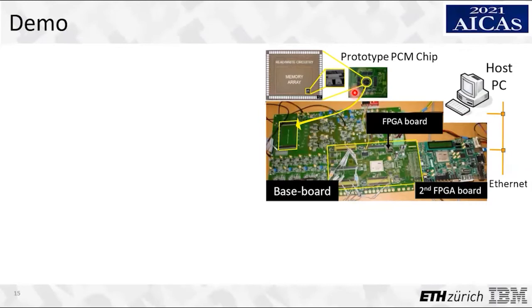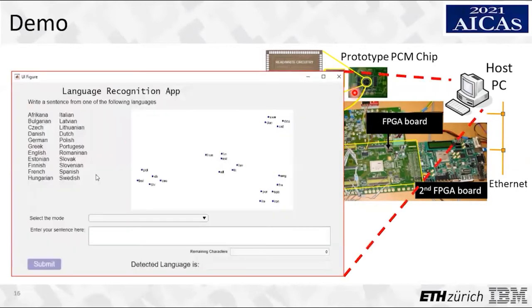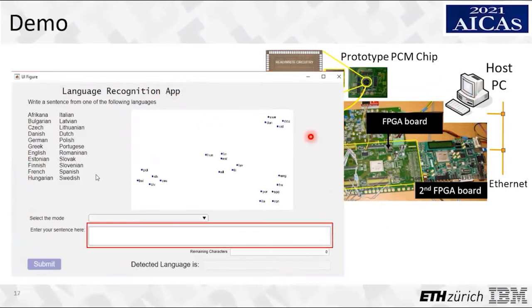During the remainder of the talk, I would like to introduce you to one of the demonstrations of in-memory hyperdimensional computing system. And here we look at a real-time language recognition problem. In this problem, we let the system run on an experimental platform and determine the language of a query sentence. So for this, we developed a MATLAB-based graphical user interface on the host computer, as shown in this figure here.